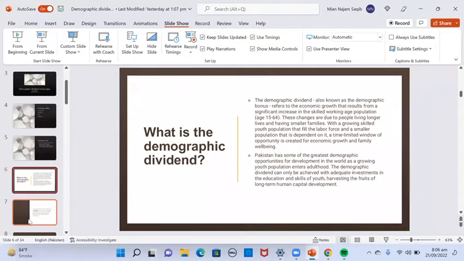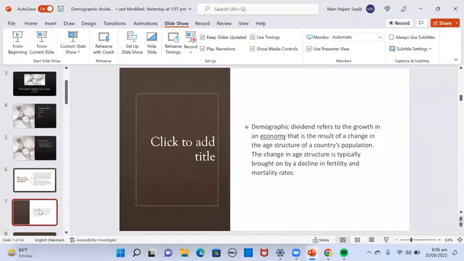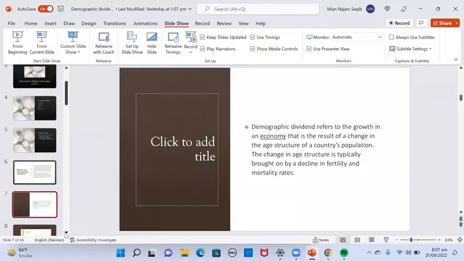Pakistan has some of the greatest demographic opportunities for the development of the world as the growing youth population enters adulthood. The demographic dividend can only be achieved with adequate investments in education and skills of youth, harvesting the fruits of long-term human capital development. It basically is a growth in an economy that results from a change in the age structure of a country's population. The change in age structure is typically brought about by a decline in the fertility and the mortality rates.